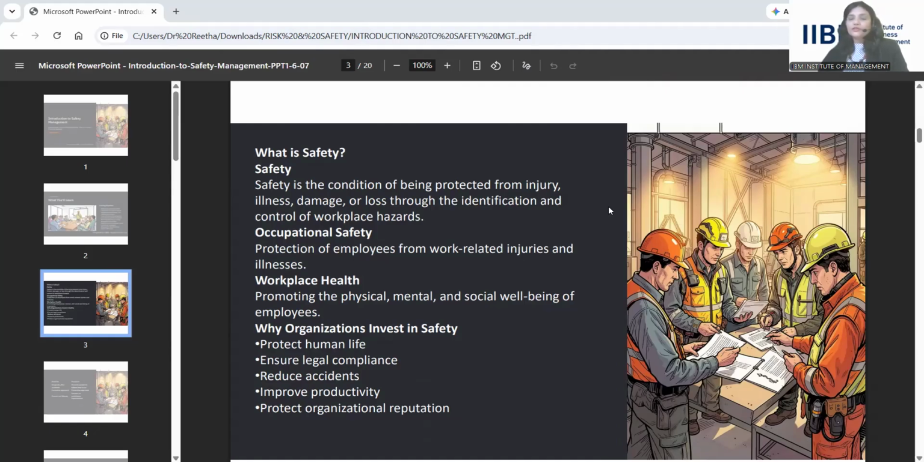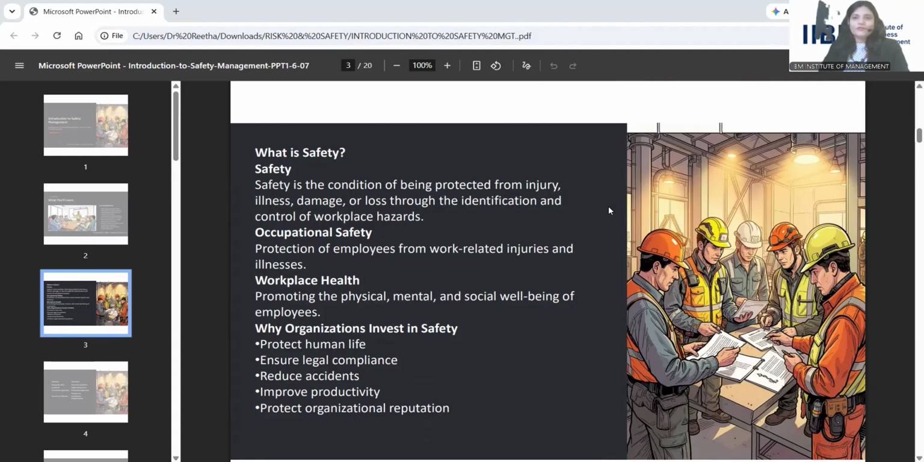And what is the nature of risk? Variable and measurable, like low, medium, high. That's how we look into the factor of risk. Whereas safety is a continuous goal or condition. And how is the action defined? In case of risk, it is assessed and mitigated, whereas in case of safety, it is maintained and promoted.